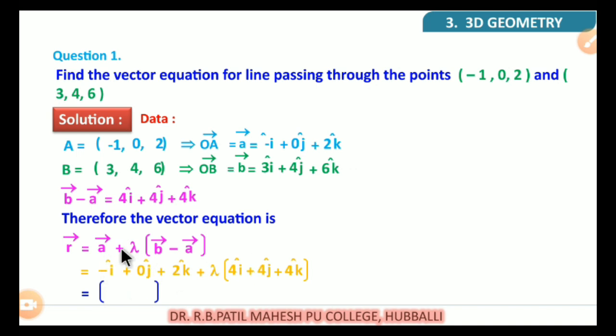And now we can also simplify this by adding or subtracting the coefficients of i, j and k separately. This is -i, and because this is 0 into j, it becomes 0 only. So that is -i plus 2k plus lambda into the bracket of 4i plus 4j plus 4k. So this is the final answer for the vector form of equation of line in second form.